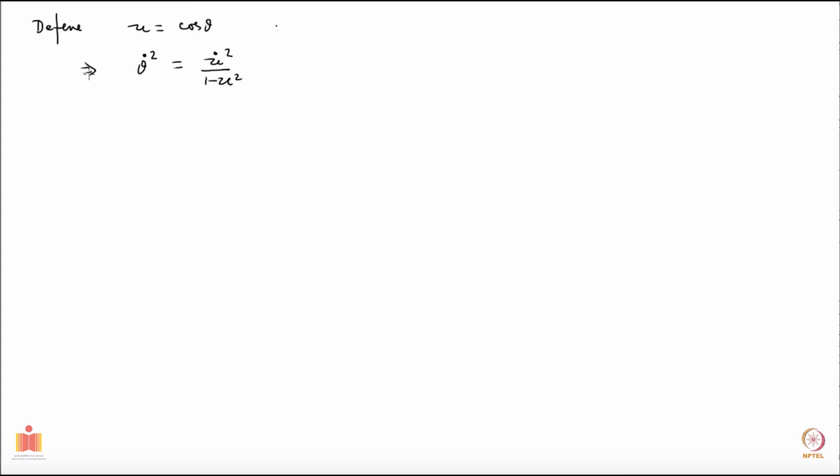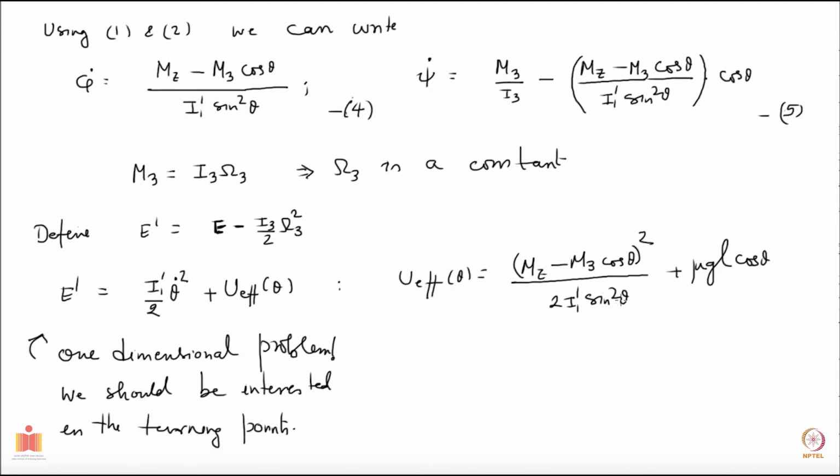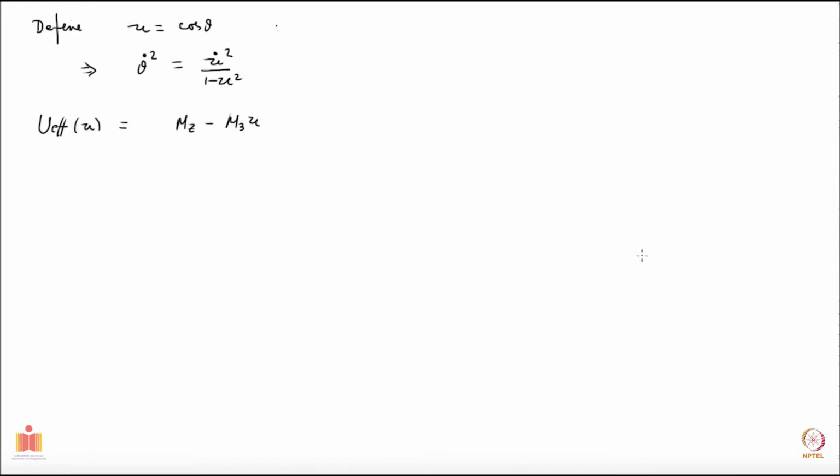Okay, that's nice. And my u effective becomes u effective of u is (mz minus m3 u) whole squared over 2 i1 prime (1 minus u square), plus m u g l u. Okay, that's what our u effective would be.